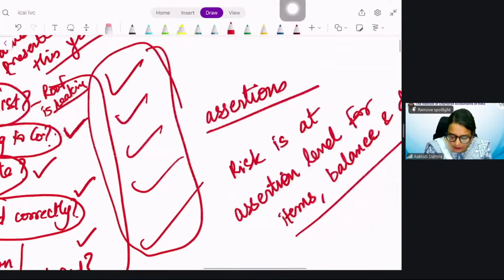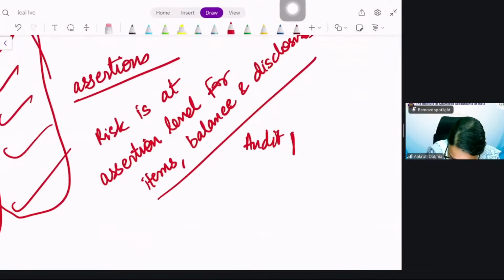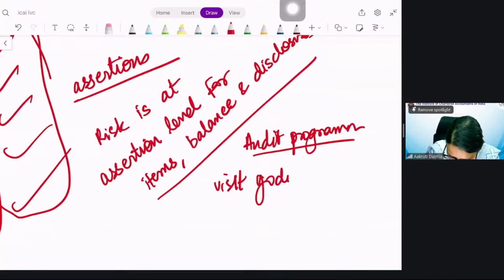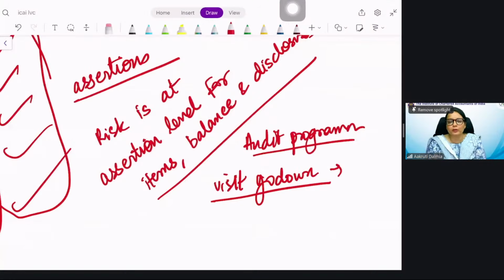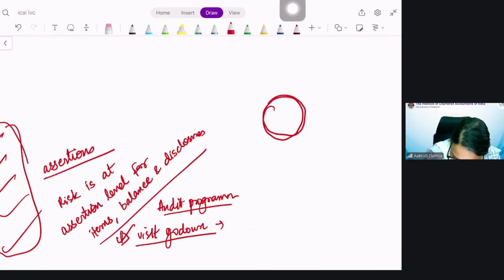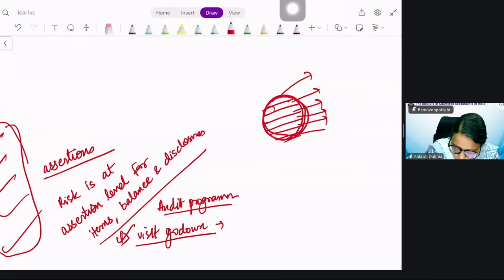So, as an auditor, if I write in my audit program, okay, visit godown, is it to check ownership or is it to check existence? In the audit program, I write down visit godown. Mostly it is to check existence. Is that clear? So, जब हम audit program बनाते हैं, हम एक एक assertion को check करने के लिए checklist बनाते हैं. तो एक item को ऐसा समझो, this is inventory, this is an item. We break one item down into many pieces, and then for each piece we find an audit procedure. Is that clear?